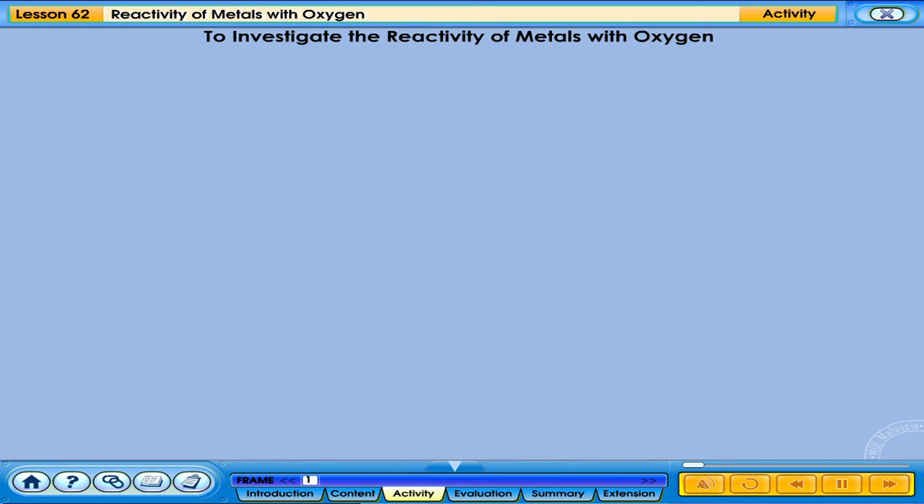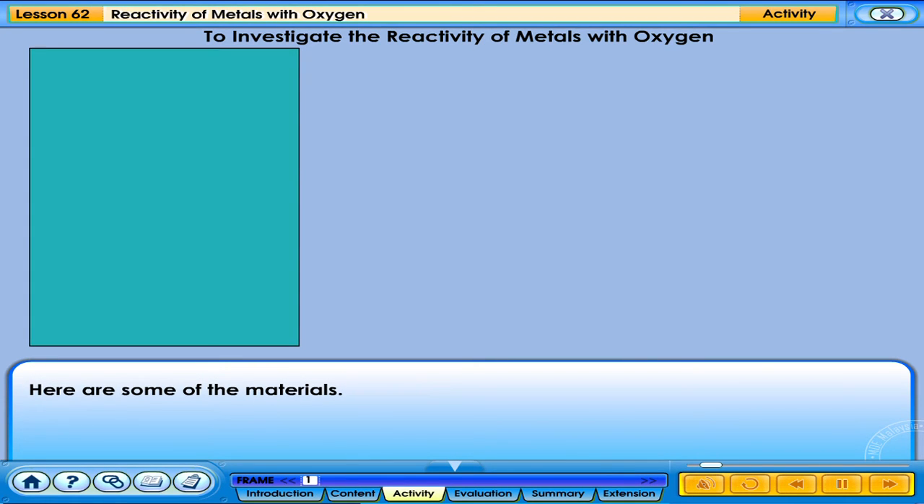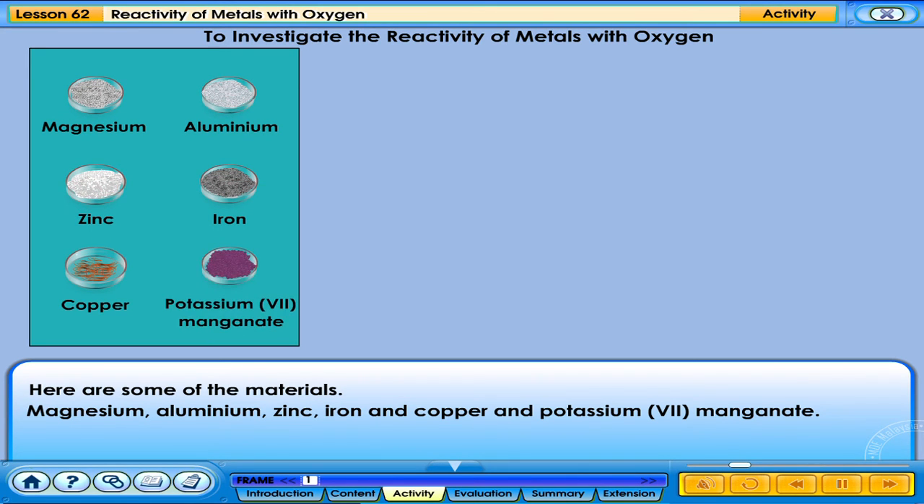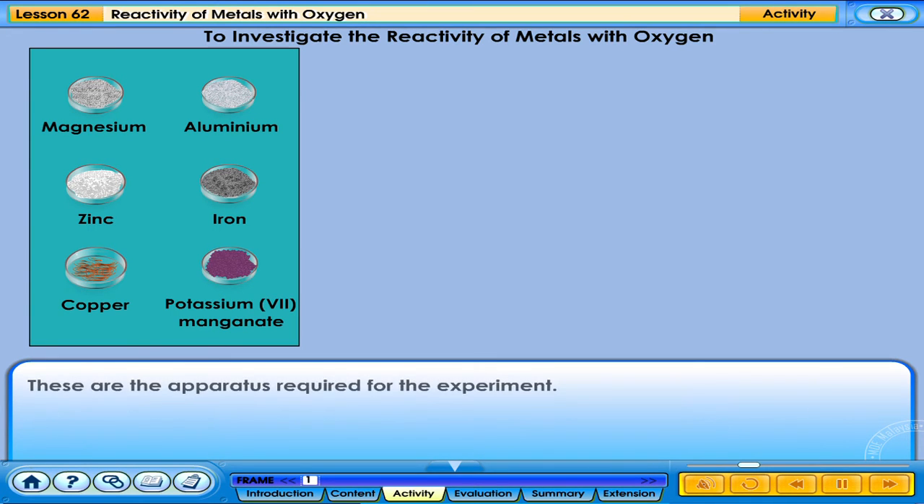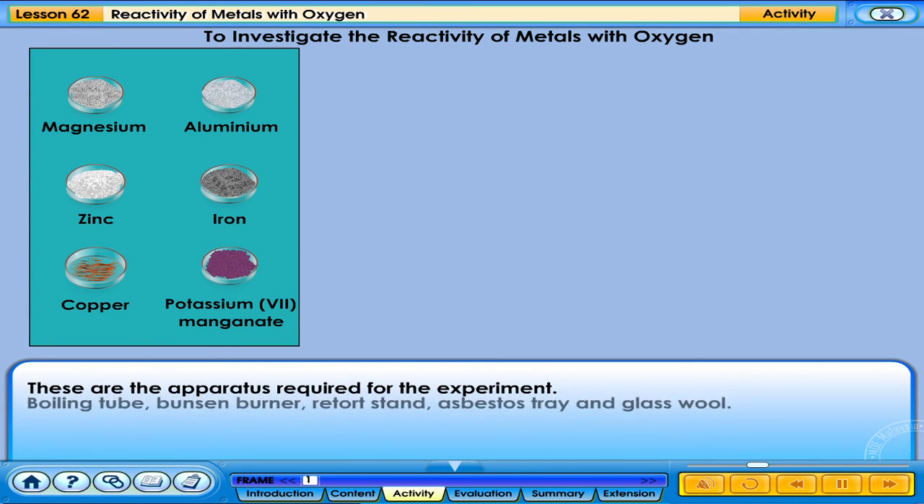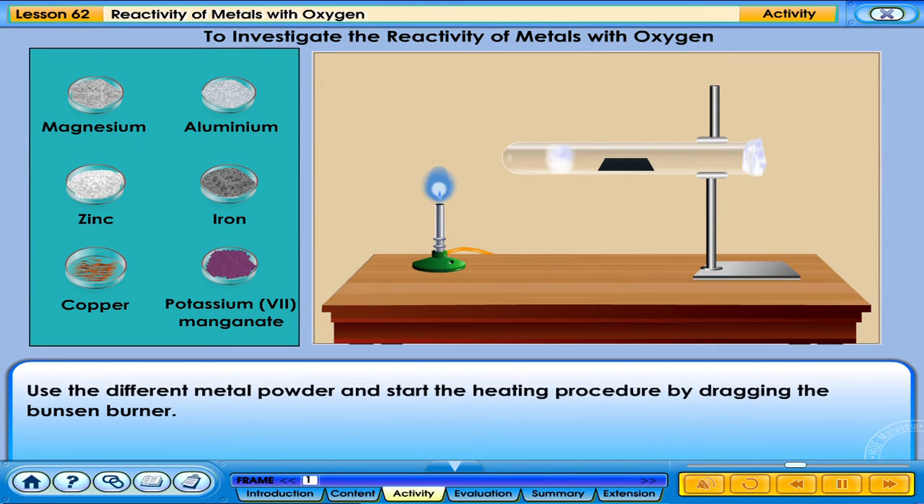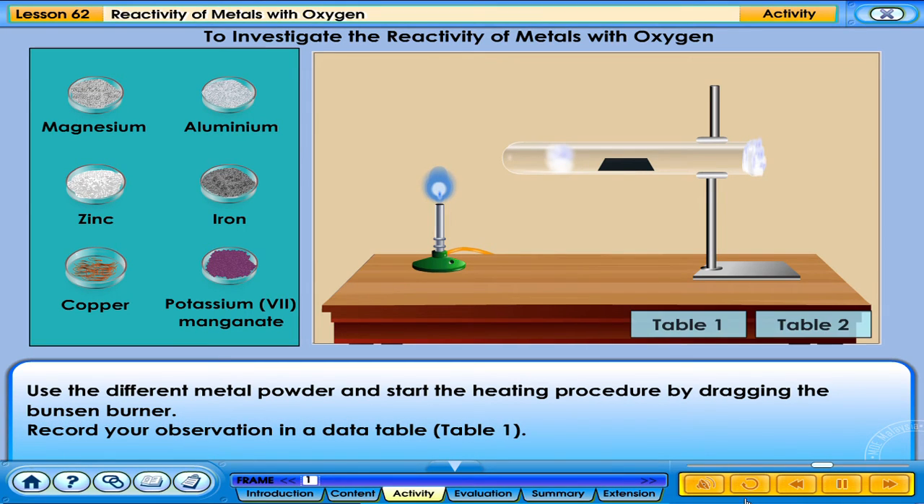In this experiment, you will learn the reactivity of metals with oxygen. Here are some of the materials: magnesium, aluminium, zinc, iron and copper, and potassium permanganate. These are the apparatus required for the experiment: a boiling tube, Bunsen burner, a retort stand, asbestos tray, and glass wool. Use the different metal powders and start the heating procedure by dragging the Bunsen burner. Record your observation in a data table. Table 1.